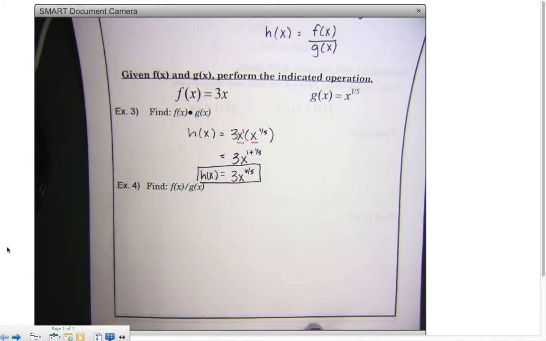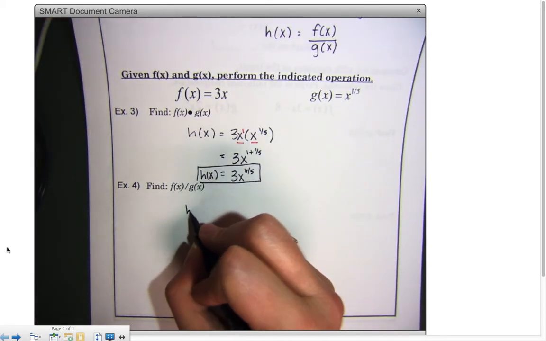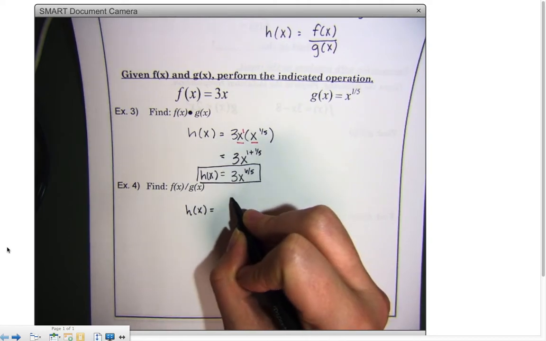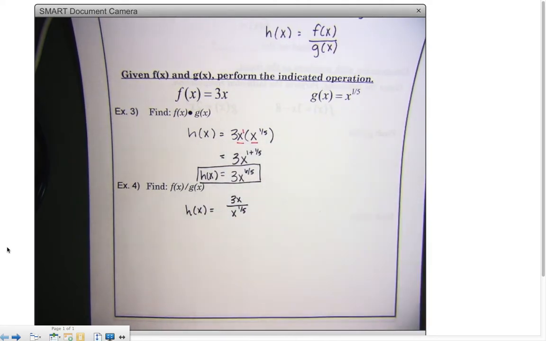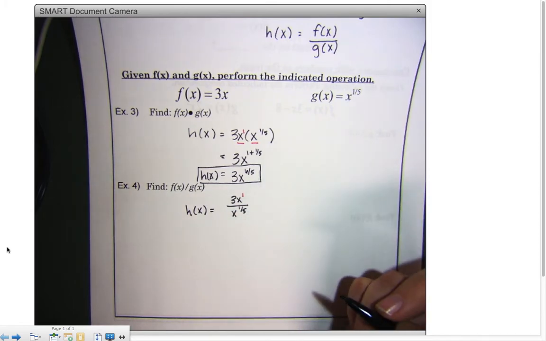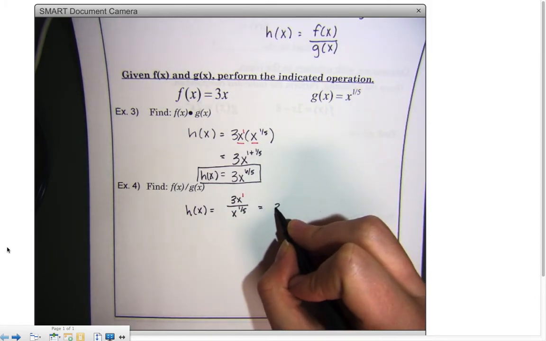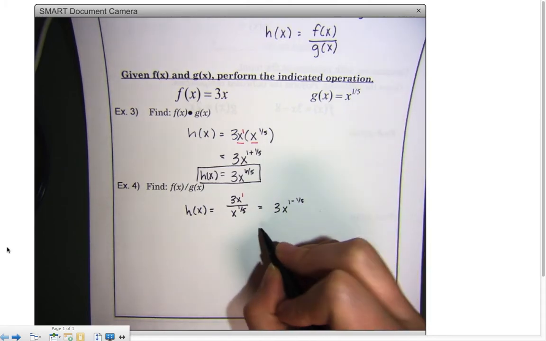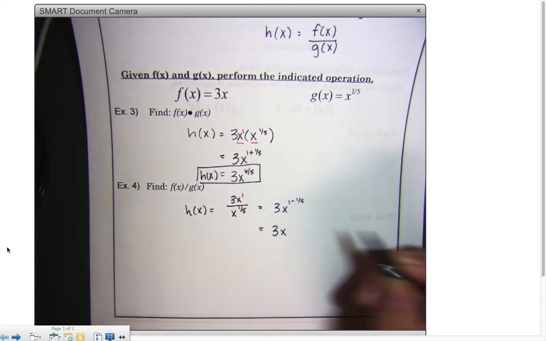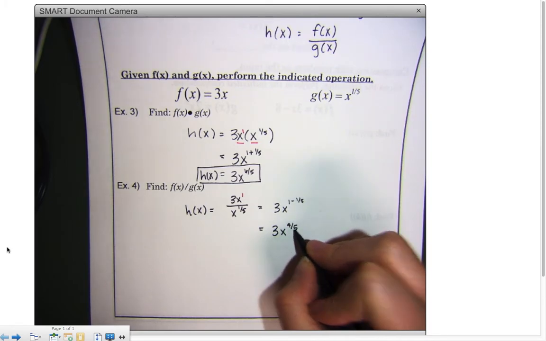Next one, we're just going to divide. So again, I got a new function. I've got f of x divided by g of x. Again, use your properties of exponents. Bases are the same, so I'm going to subtract the exponents. So I've got 1 minus 1/5. So you could rewrite it as 3x to the 1 minus 1/5 if you would like. And that is 3x to the 4/5.